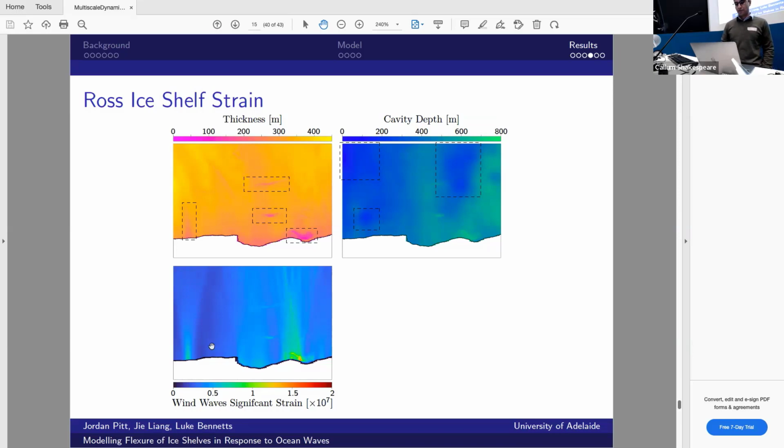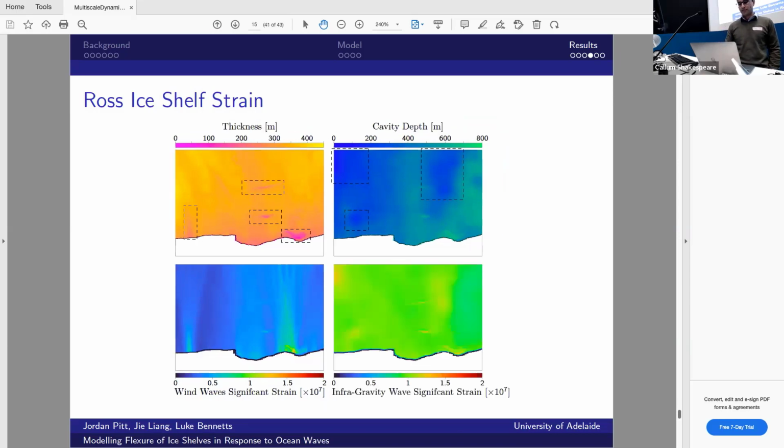This is in contrast to our longer waves, our IG waves, which look like this. Most of the waves get in, which is what we saw in that Chen et al. plot, the transfer function. And there again, we can see some cracks here. We can see that crack, and then this region of very thin ice. And now, in addition to those regions of very thin ice, we can also see these regions of very low cavity depth as well, which we didn't see in the wind wave spectrum.